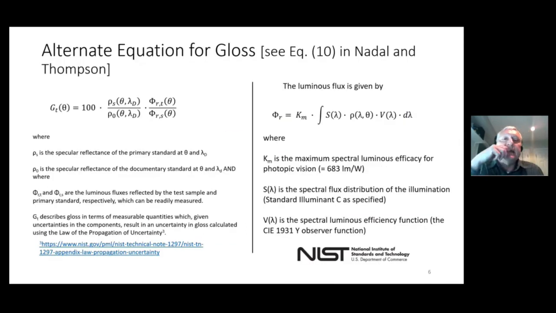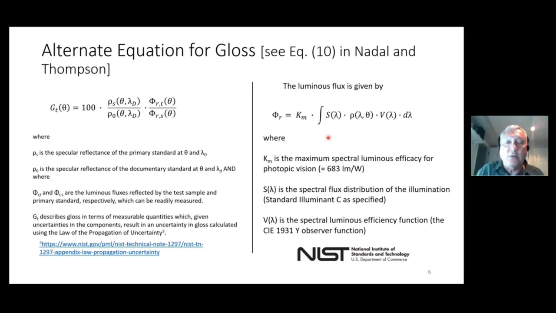So Nadal and Thompson rearranged this equation a bit and present the gloss calculation in the form of a measurement equation with an associated uncertainty. Here, the gloss of a test sample, that I'm just calling G sub T, is 100 times the ratio of the monochromatic reflectance of the primary standard and the documentary standard, multiplied by the ratio of the luminous fluxes of the test sample and the primary standard. The luminous flux is defined at the right here, and it's a quantity that can be measured.